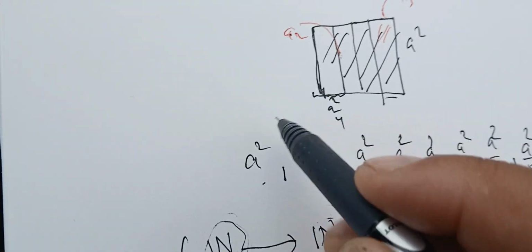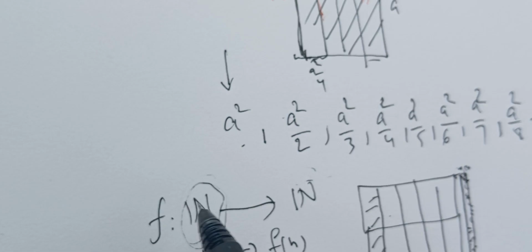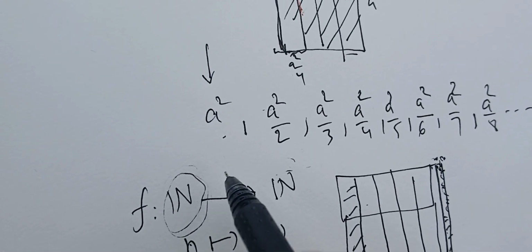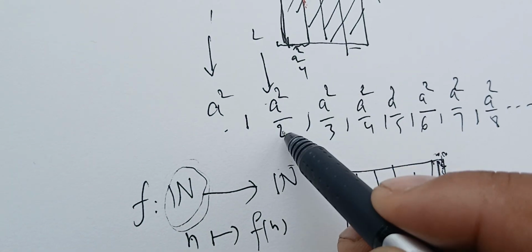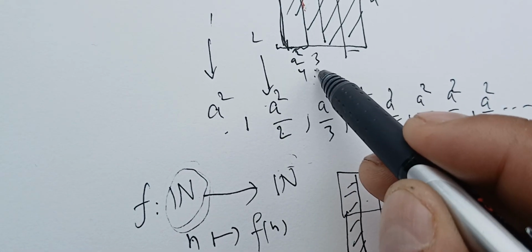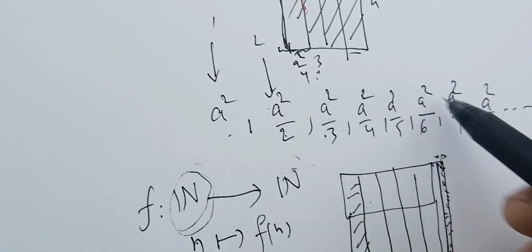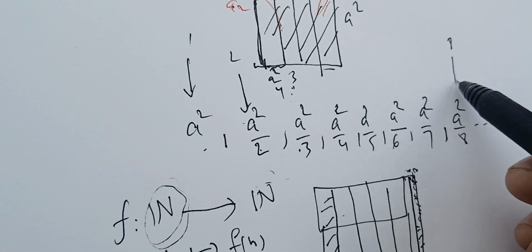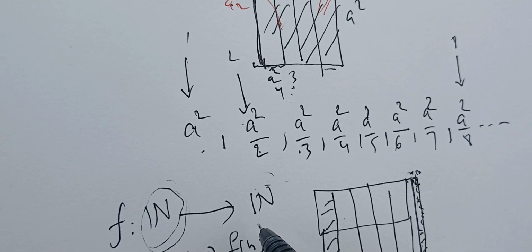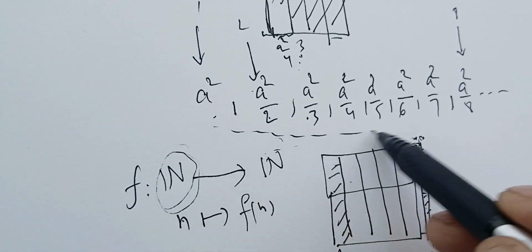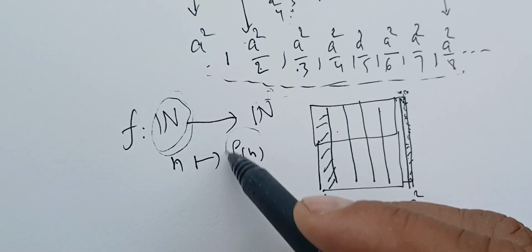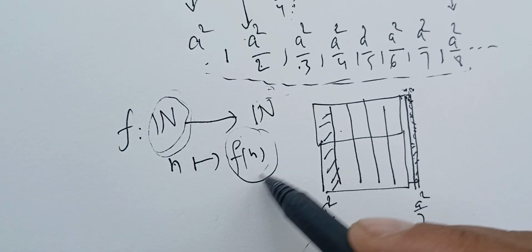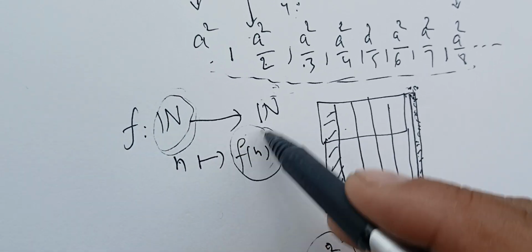So here for 1, we associate the area of the square. For 2, we associate the area divided by 2. For 3, we associate the area divided by 3. For 8, we associate the area divided by 8. So this sequence of numbers is a sequence. We are interested in the image of this sequence, of this function.